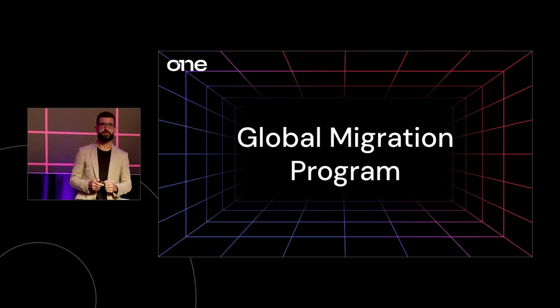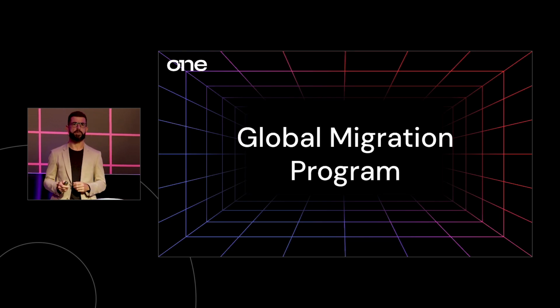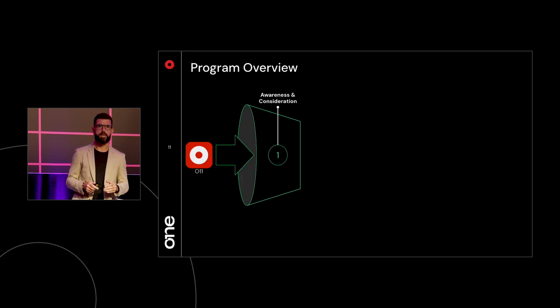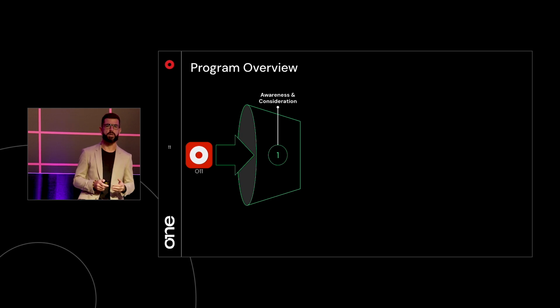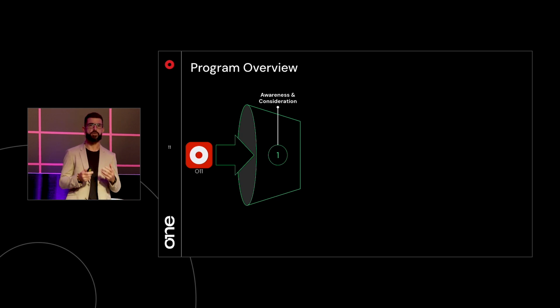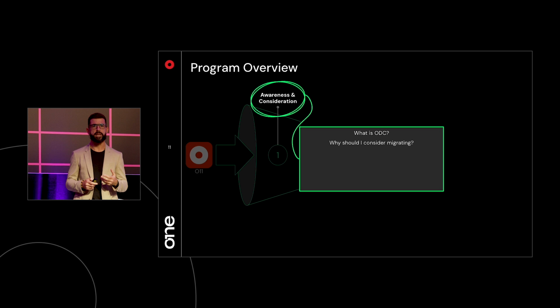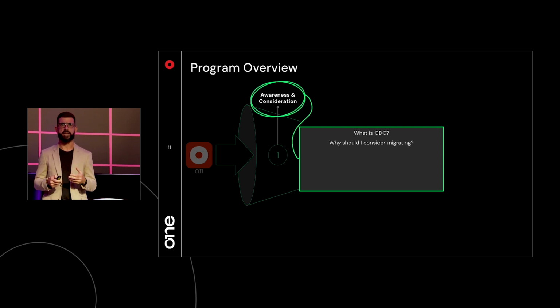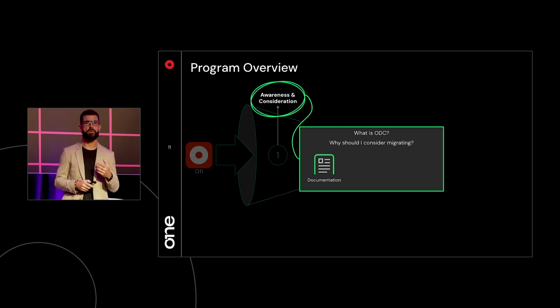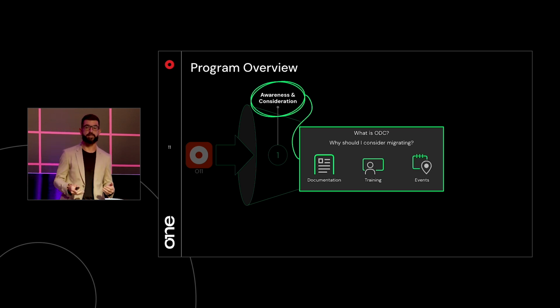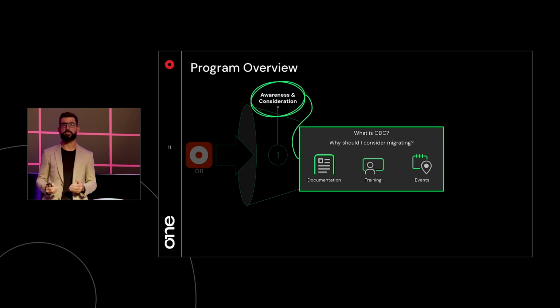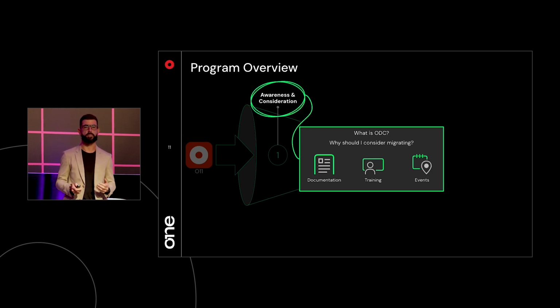So let me talk to you a bit more about what the program stands for. So the program entails 4 different stages, where the very first one is where you get awareness and consideration about ODC. You get acquainted with ODC, what it can deliver to you. And so throughout documentation, throughout training, and throughout user events and events like this one, you get more information about ODC, what benefits it can bring to you and your applications and your business. So that is the very first stage.